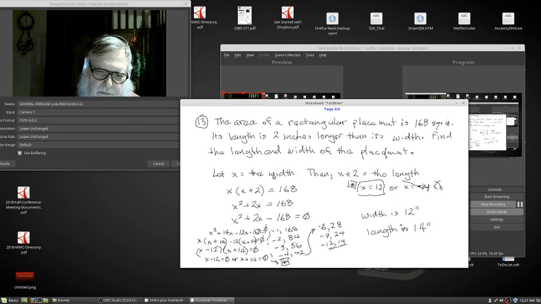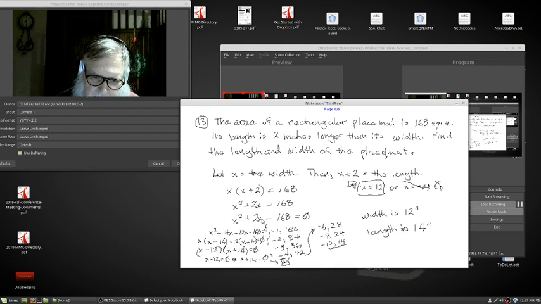Well, if we let x be the width, then x plus 2 is going to be the length. And we know the area of a rectangle is the length times the width, so we get x times the quantity x plus 2 is equal to 168. Going ahead and distributing there, we get x squared plus 2x is equal to 168. Subtract 168 from both sides so that we get a polynomial equal to 0. And we get x squared plus 2x minus 168 is equal to 0.